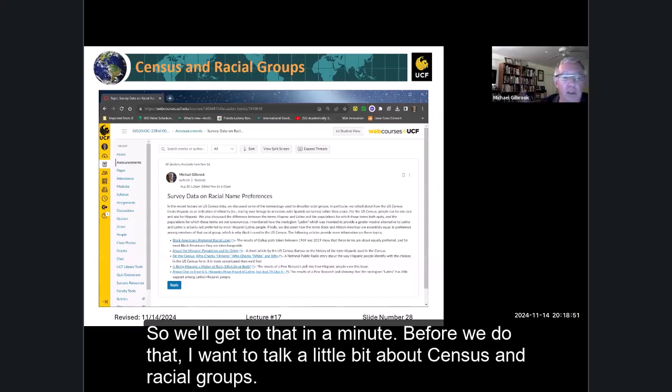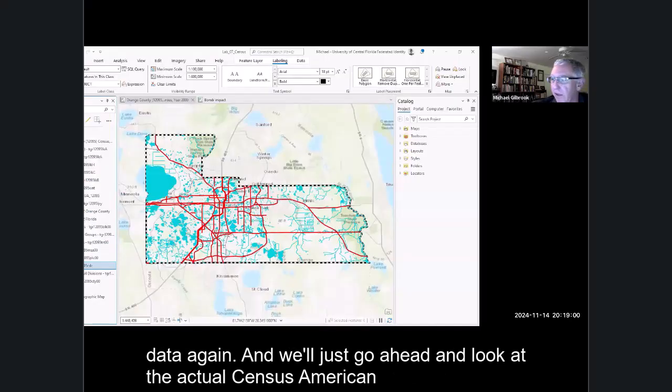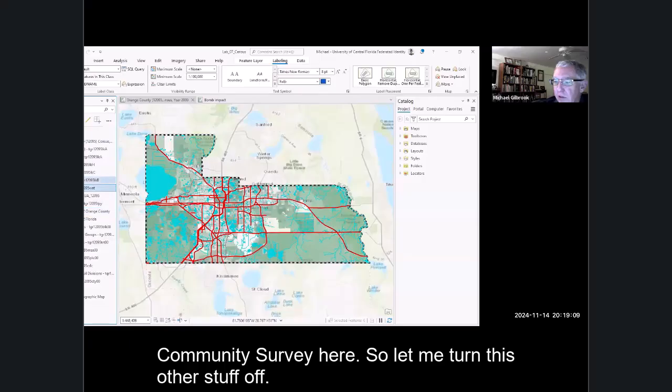Before we do that, I want to talk a little bit about census and racial groups. When we look at the census data, let me go back out and look at that live census data again. We'll just go ahead and look at the actual Census American Community Survey here. So let me turn this other stuff off.